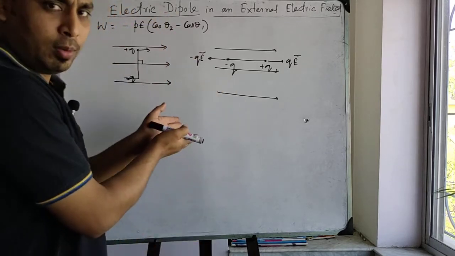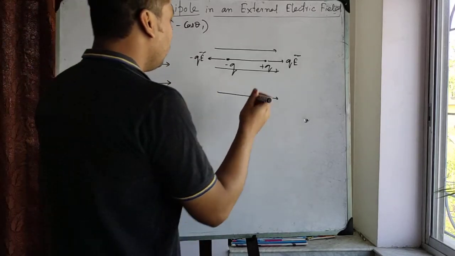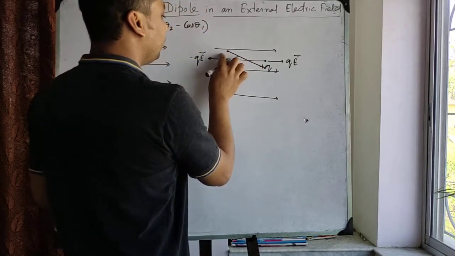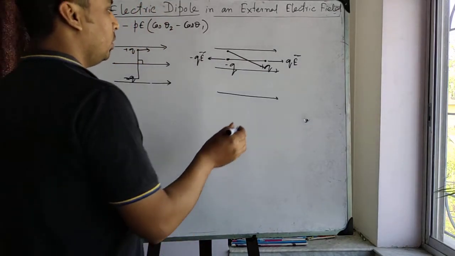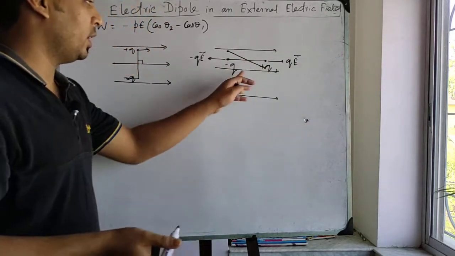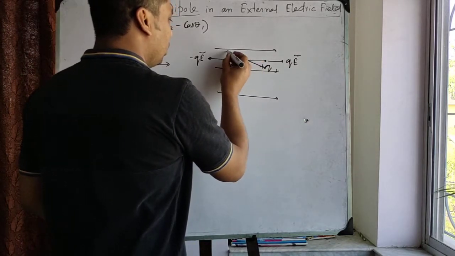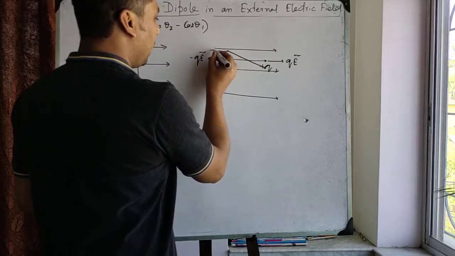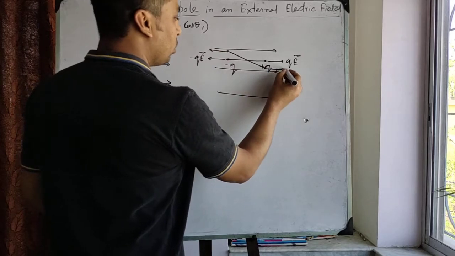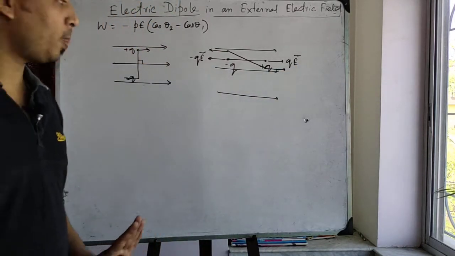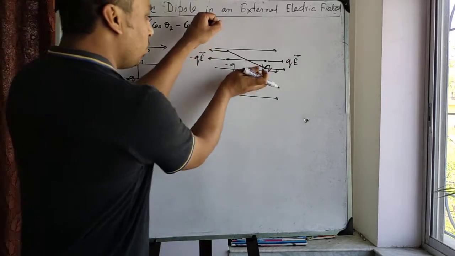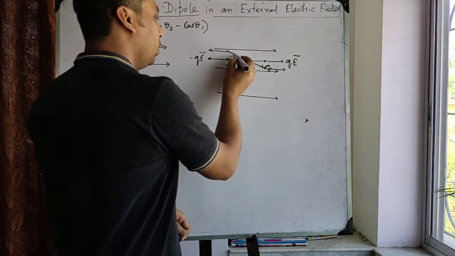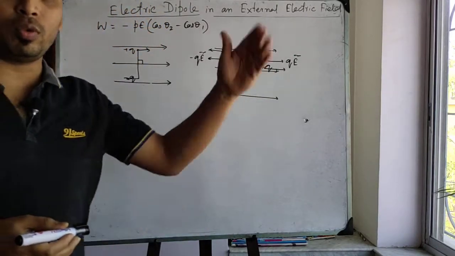Now, whether it is stable equilibrium or unstable equilibrium, for this we have to think: if we disturb the dipole by some amount, suppose it makes an angle d theta with the field direction, what will happen? This is the minus charge, so a force QE will act in this direction, and the same force, plus QE, will act in this direction. So this will again rotate the dipole along the field direction, and the dipole will come back to its equilibrium position again.